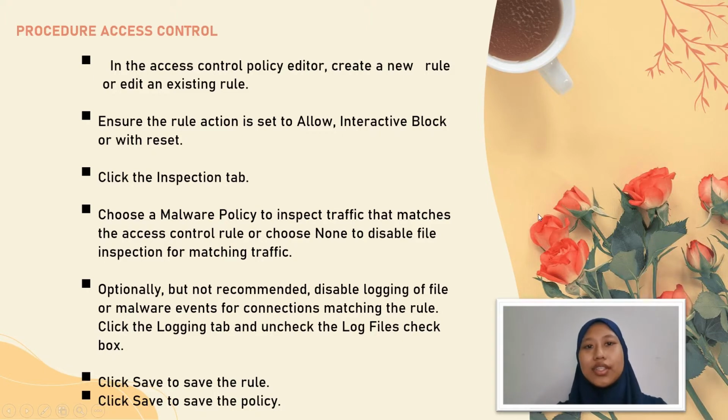Procedure for access control. First, in the access control policy editor, create a new rule or edit an existing rule. Second, ensure the rule action is set to allow, interactive block, or with reset. Third, click the inspection tab. Next, choose a malware policy to inspect traffic that matches the access control rule, or choose none to disable file inspection for matching traffic.